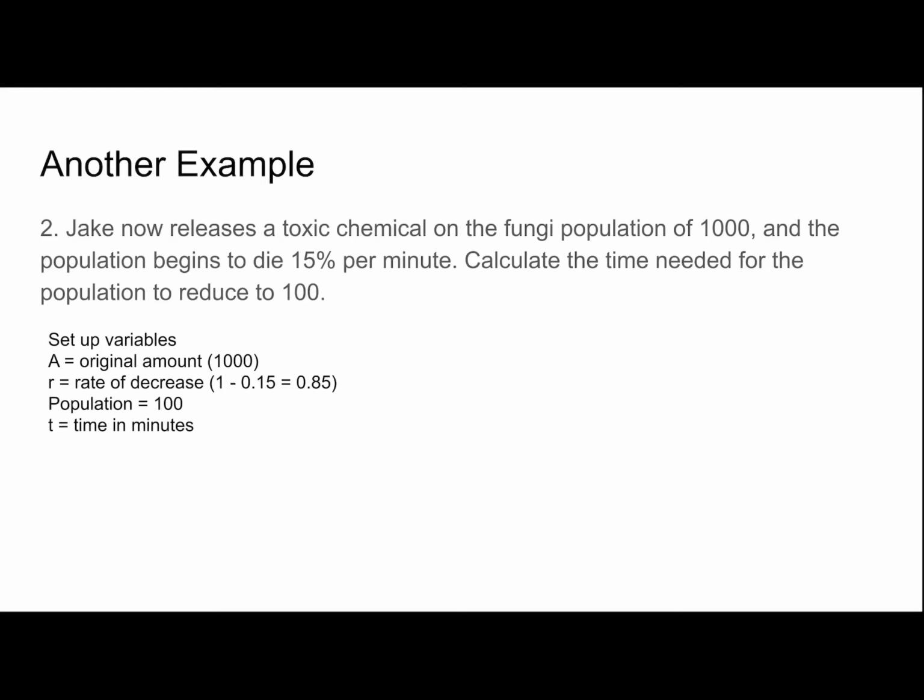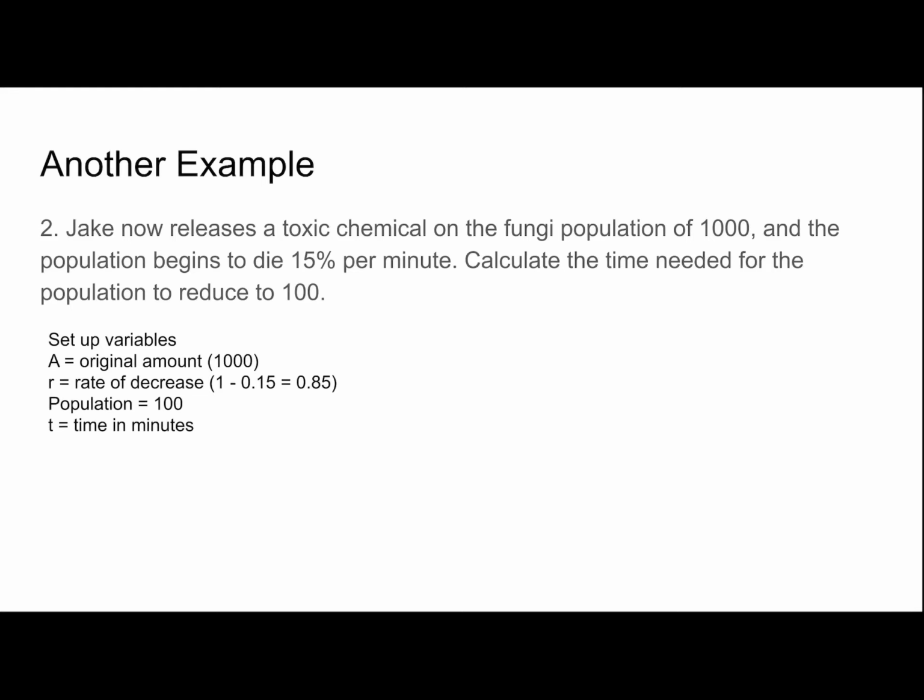So A is the original amount of fungi we have. You guys might be confused, why is it not 2? The reason it's not 2 is because now, when he releases the toxic chemical on the population, there was 1,000. And we were trying to measure how long it would take for the toxic chemical to kill until 100. So basically, the starting amount of population is actually 1,000 in this case.